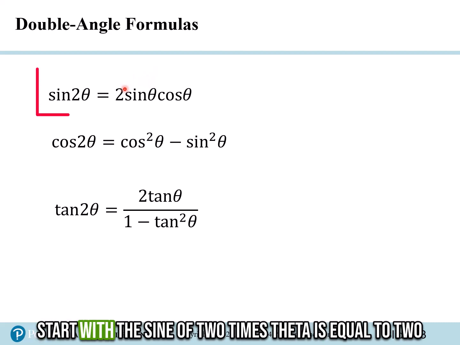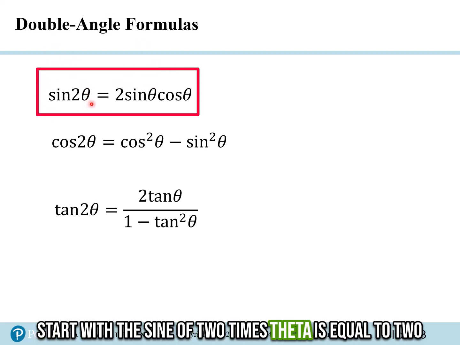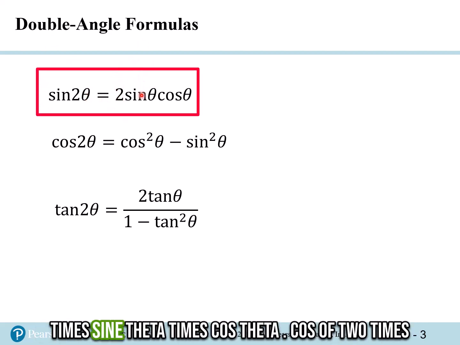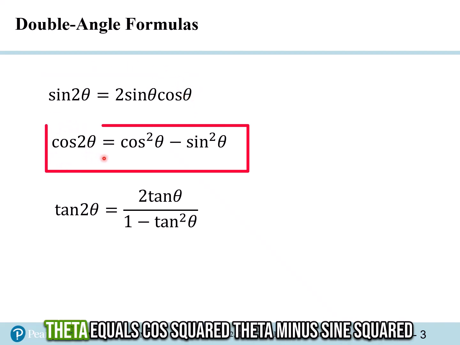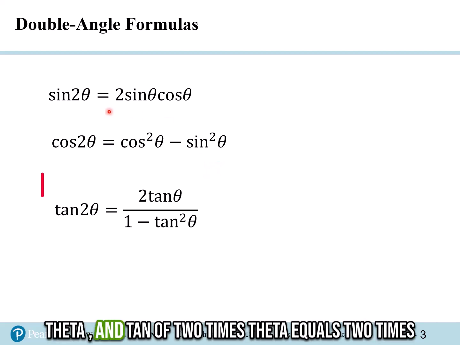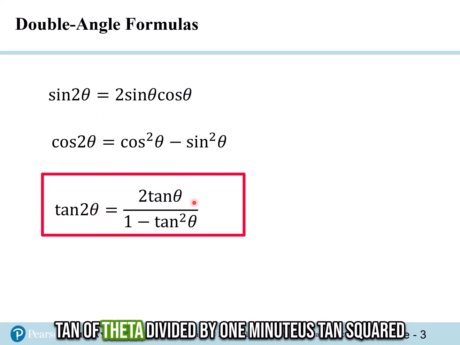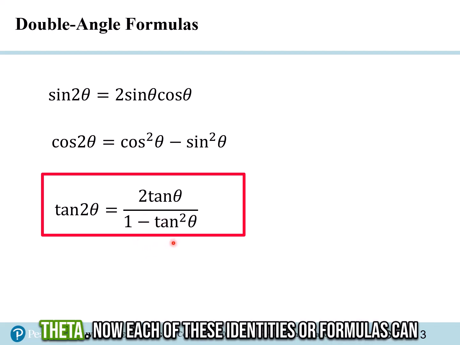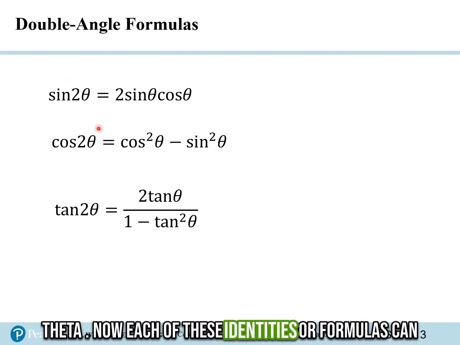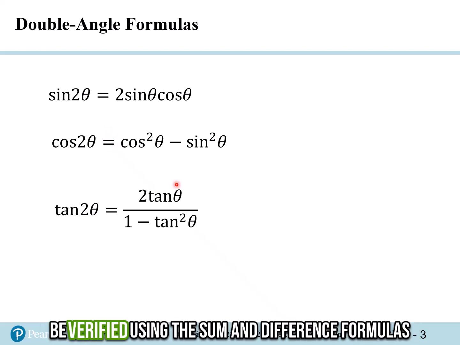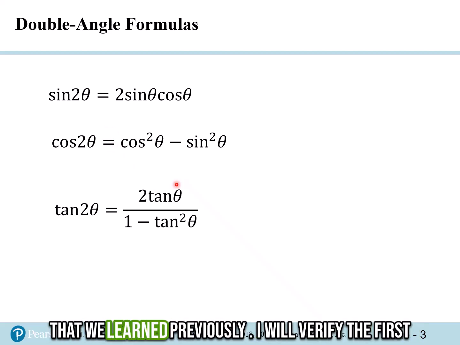To start with, the sine of 2 times theta is equal to 2 times sine theta times cos theta. Cos of 2 times theta equals cos squared theta minus sine squared theta, and tan of 2 times theta equals 2 times tan of theta divided by 1 minus tan squared theta. Now, each of these identities or formulas can be verified using the sum and difference formulas that we learned previously.